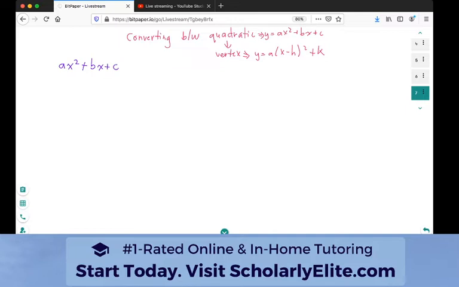Now, I'm going to start off with this question, 5x squared minus 2x plus 2, because it really does help us illustrate all the points that we're going to be talking about, okay?